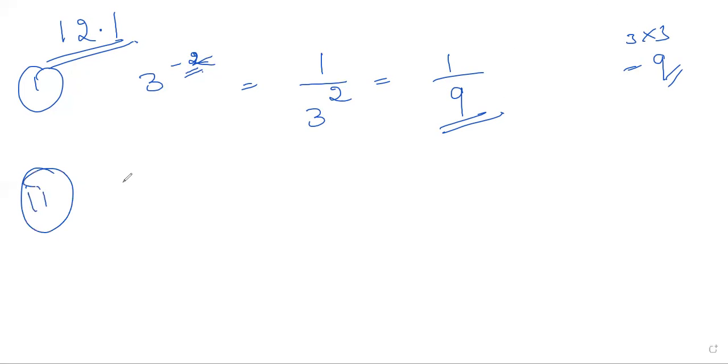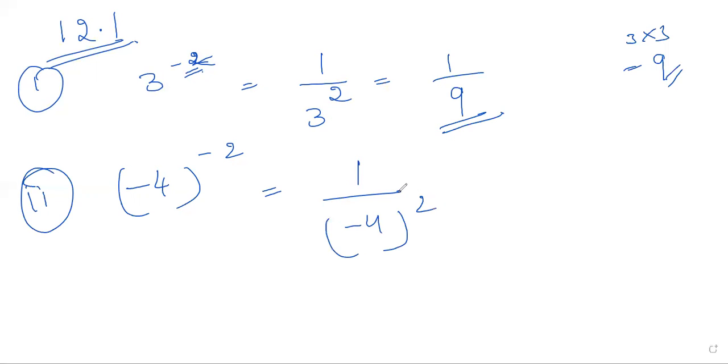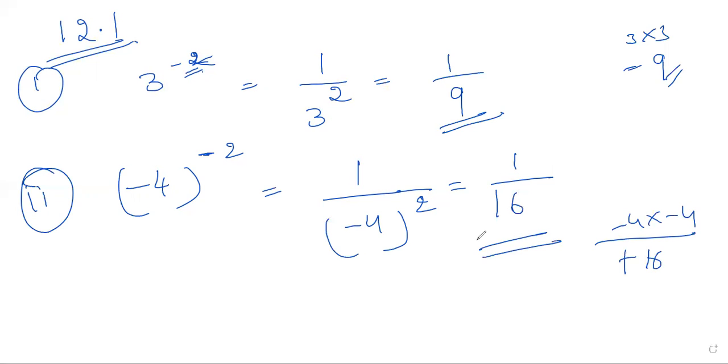Second one, minus 4 whole to the power of minus 2. That is equal to. So how can you write this? You can write it as 1 by minus 4 square. Minus 2 becomes plus 2. We have written it in the denominator. Minus 4 to the power of 2. If you multiply minus 4 two times, minus into minus is plus. 4 4s are 16. That is 1 by 16.